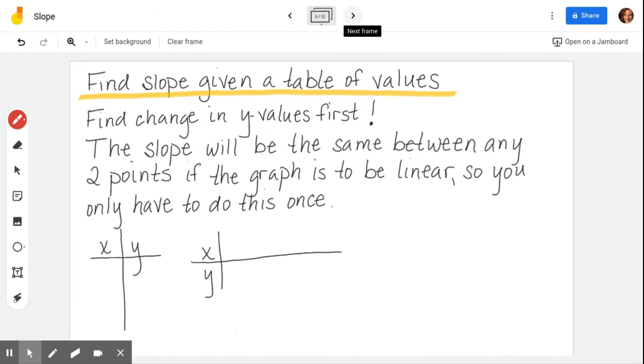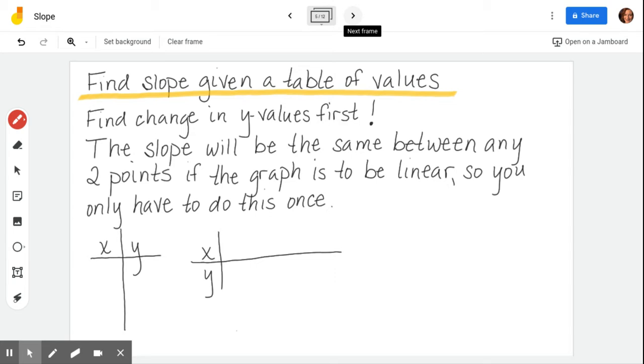It's going to be the same kind of deal when we're given a table of values. You have to focus on the y first. Just always remember my dumb little saying, you rise to the top, so y's to the top. Rise rhymes with y's. The slope will be the same, like I said, between any 2 points. So you don't have to do this 50 bajillion times for your table. Just pick one pair and find the slope.